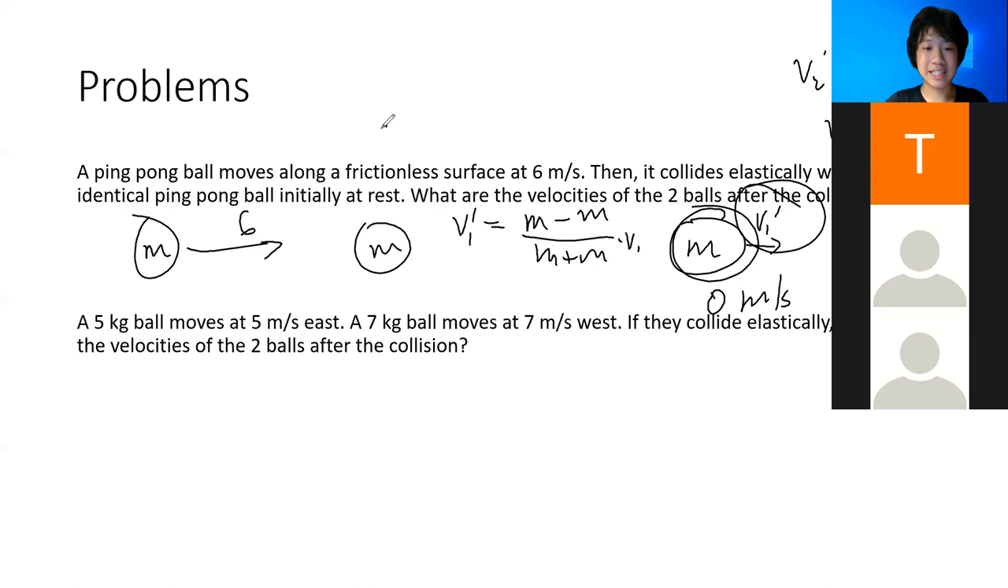A 5 kilogram ball moves at 5 meters a second east. A 7 kilogram ball moves at 7 meters a second west. If they collide elastically, what are the velocities of the two balls after the collision?